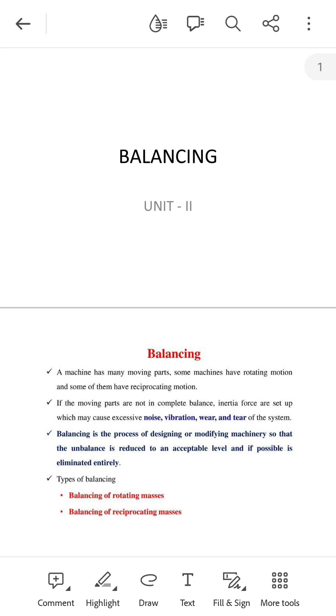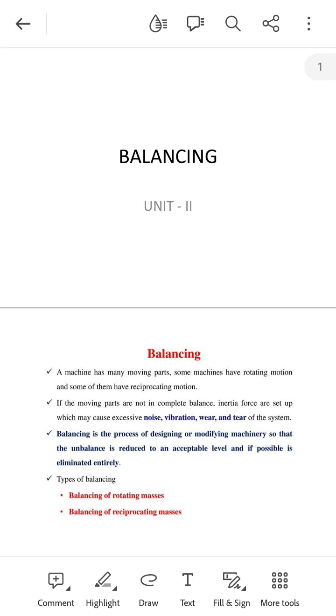I talk about the subject of dynamics of machines, Unit 2: Balancing. Balancing can be divided into two types. One is the balancing of rotating mass, another one is the balancing of reciprocating mass. What is meant by balancing?